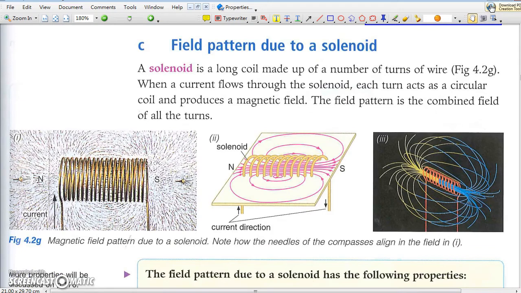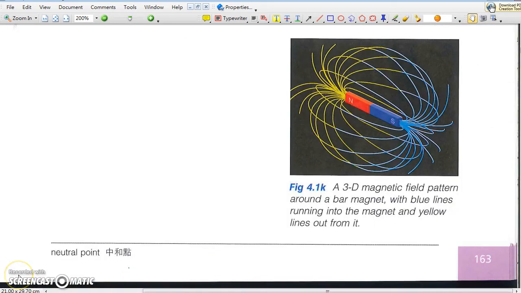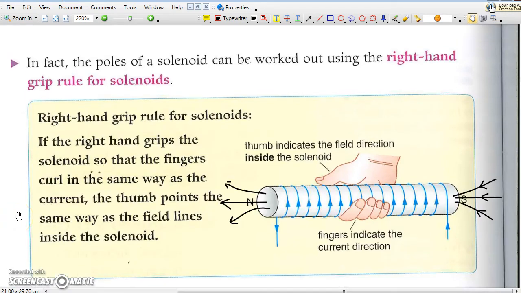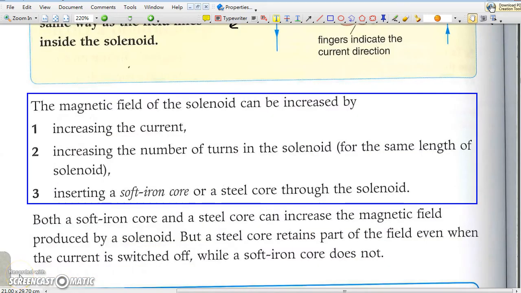Field pattern due to a solenoid. The field pattern produced by a solenoid looks like that of a bar magnet, as on page 163. The right-hand grip rule for solenoids may help us remember the direction of field lines around a flat coil or a solenoid. Solenoid is often used as electromagnet in daily appliances.